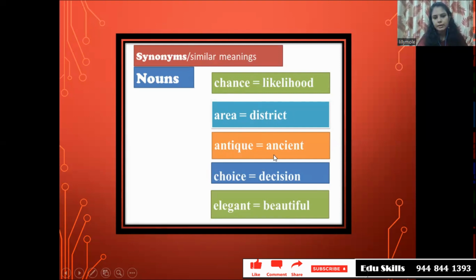Then antique is ancient, choice is decision, and elegant is beautiful. So if you understand this one, we can get the correct answer. So synonyms are very, very important. I am requesting you to keep a small diary for your synonyms, which will be helpful for you to correct the answer and crack your OET.